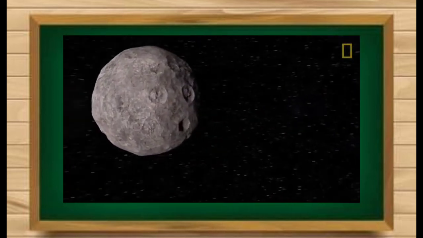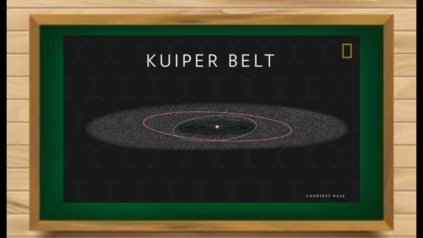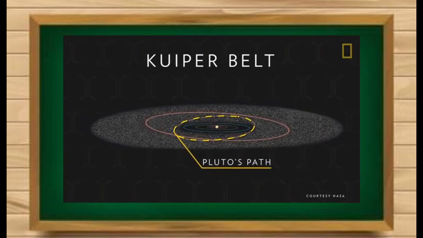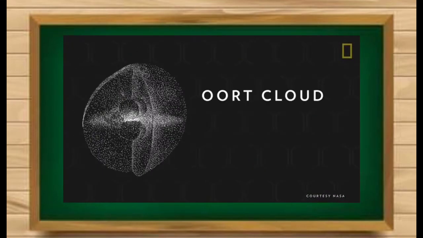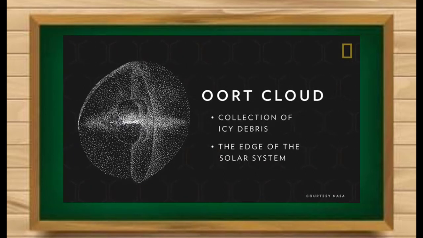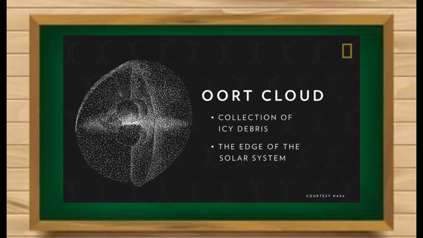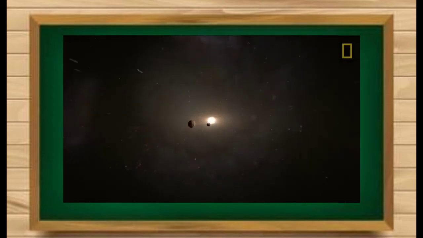Another disk of space debris lies much further out and orbits the Jovian planets, the icy Kuiper belt. Apart from asteroids, the Kuiper belt is also home to dwarf planets such as Pluto and is the birthplace of many comets. Beyond the Kuiper belt is the Oort cloud, a vast spherical collection of icy debris. It is considered the edge of the solar system since that is where the gravitational and physical influences of the Sun end. Our solar system's particular configuration of planets and other celestial objects, all revolving around a life-giving star, make it a special place to call home.